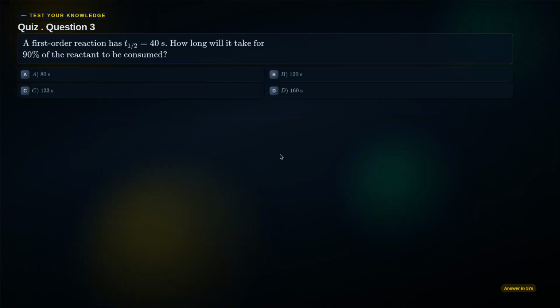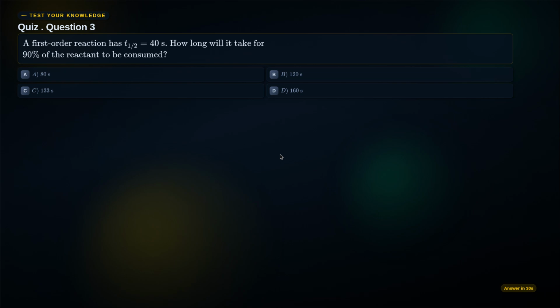Quiz question 3. A first-order reaction has a half-life of 40 seconds. How long will it take for 90% of the reactant to be consumed? Option A, 80 seconds. Option B, 120 seconds. Option C, 133 seconds. Option D, 160 seconds. The correct answer is C, 133 seconds.